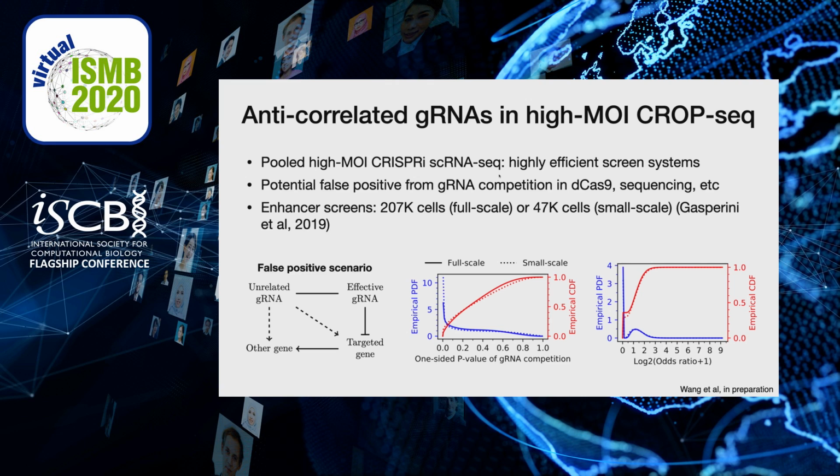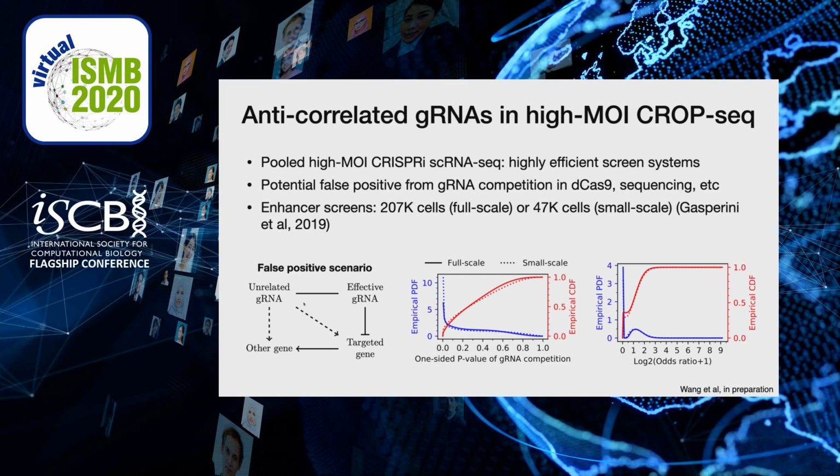However, it can be subject to potential false positives because, as you know, guide RNAs really compete a lot for things like the dCas9 protein, and also the sequencing. But it has been unclear whether, or how much, this would give rise to false positives. So first of all, we use a really large two-day enhancer screen data set of over 200,000 cells to test this phenomenon. The hypothetical scenario is that you have an effective guide RNA that inhibits the targeted gene, which consequently may affect other genes, and a completely unrelated guide RNA that doesn't do anything other than compete with this guide RNA.